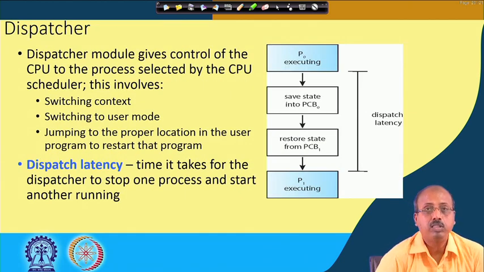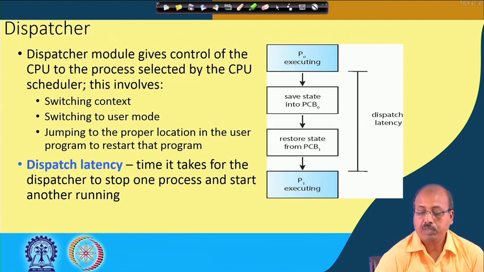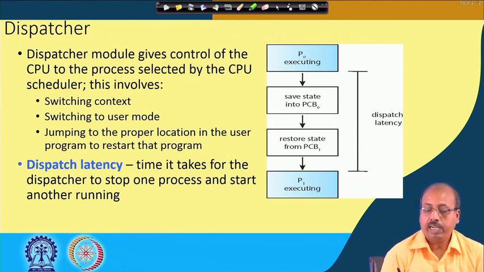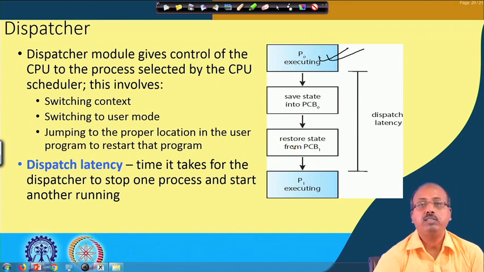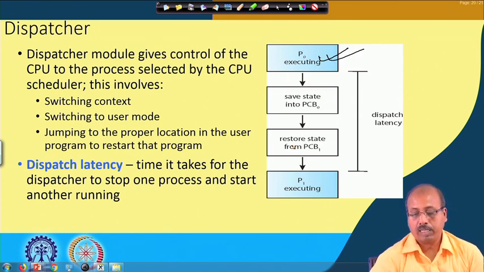Next, we will be talking about the dispatcher. The dispatcher is the module that gives control of the CPU to the process selected by the CPU scheduler. Suppose at present the process P0 is executing, and due to some reason, maybe an IO event wait or a time slice expiry, P0 cannot proceed further. The scheduler takes a decision that now P1 should run.